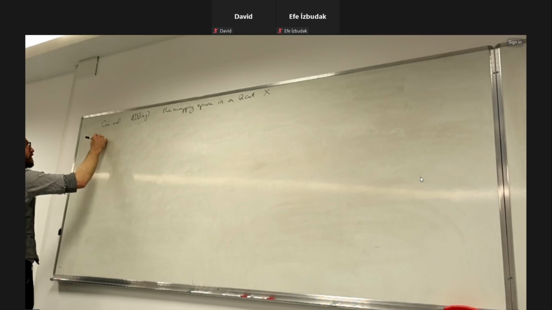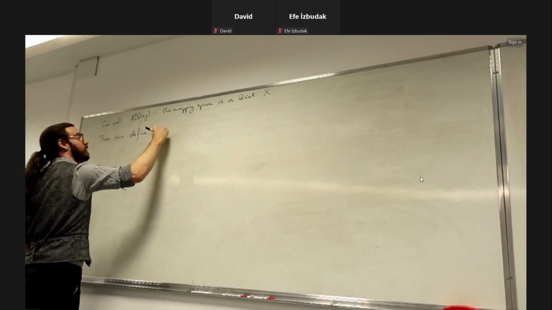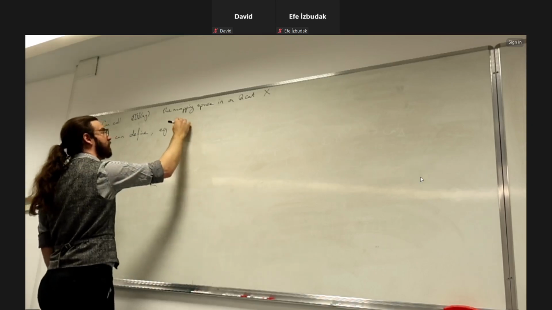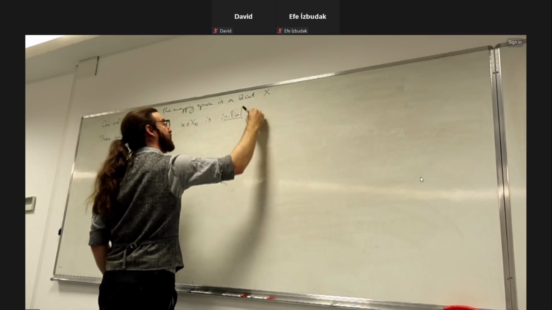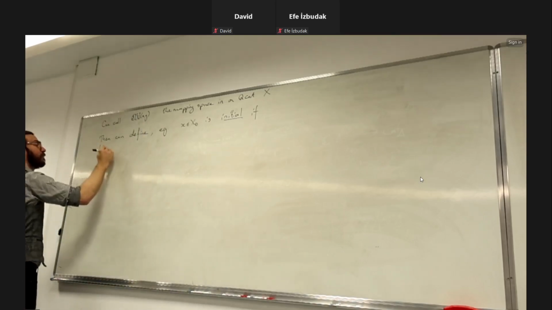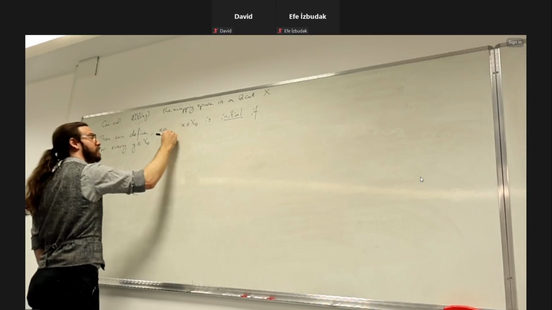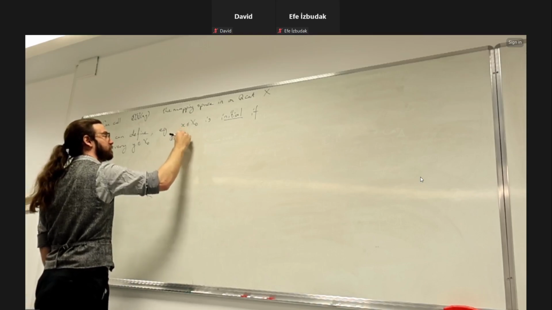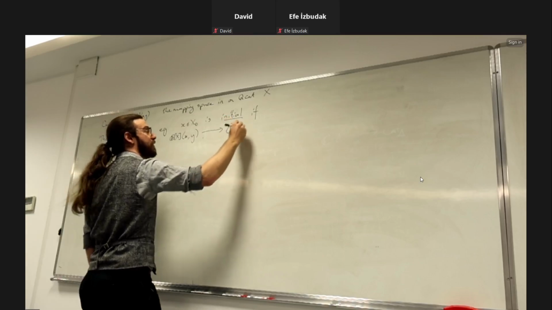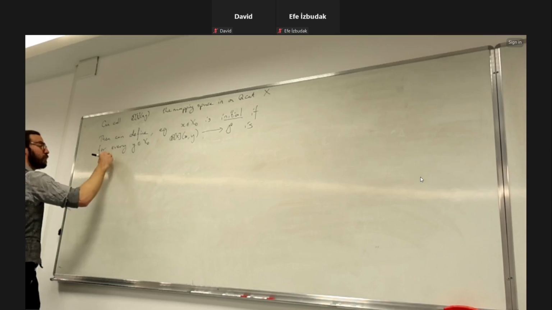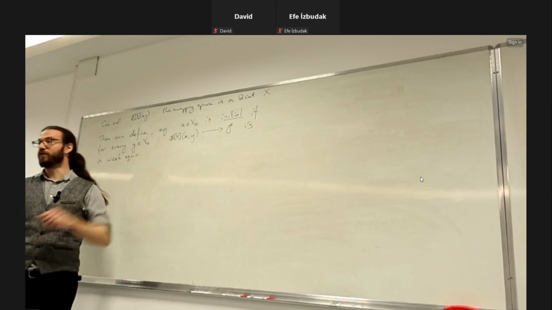So for instance, then we can define, for example, x in x naught is initial if for every y in x naught, this mapping space is a weak equivalence. That is, if this space is contractible.